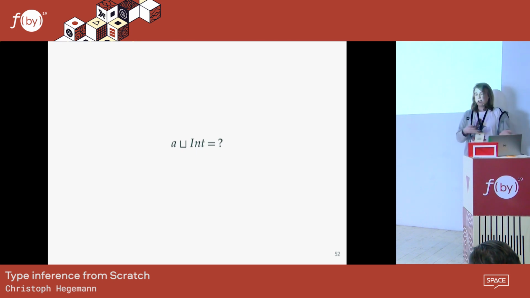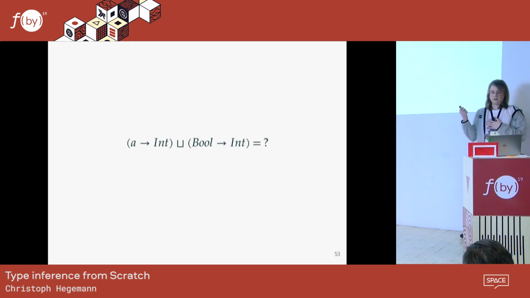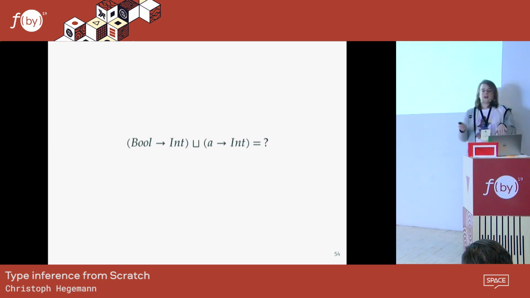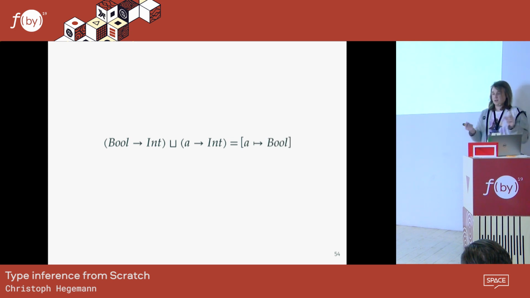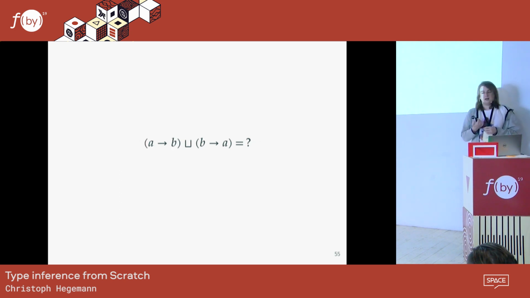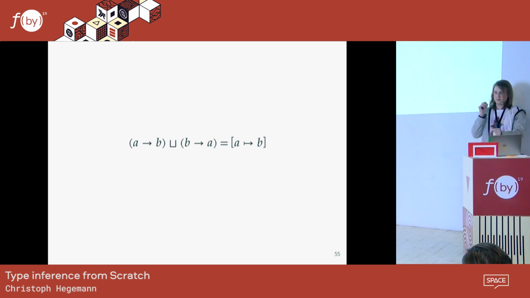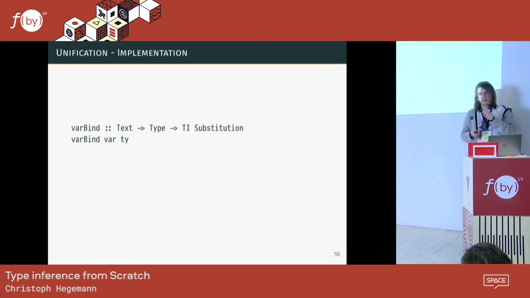So if I unify the type A with int, what I get is a substitution that maps A to int. If I unify the type function from A to int with bool to int, what I get is a substitution that maps A to bool. If I do that the other way around, I get the same substitution, because unification is commutative. So I can swap the two arguments around and it doesn't matter. And then there's this case where if I unify the function A to B with the function B to A, I need to make sure that I only map A to B or only map B to A. I can't map the two with one another, because then if I apply it to both sides, I'll end up with different types. Right? So that's going to be important for implementation.